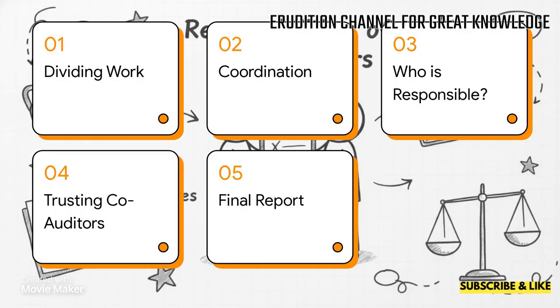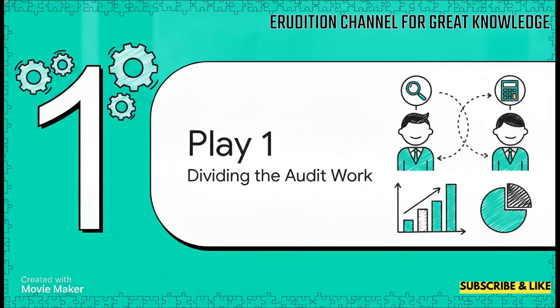So to really master this standard, we're going to break it down into 5 definitive plays of our SA 299 playbook: dividing the audit work, the need for coordination, who is actually responsible, trusting your co-auditors, and finally, delivering the final report. Okay, let's dive right into this with Play 1, dividing the audit work.